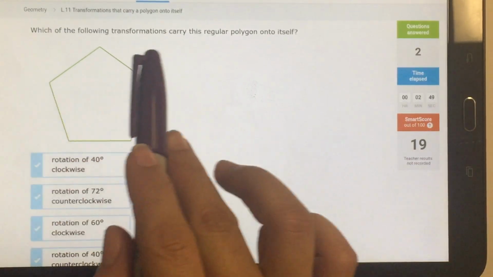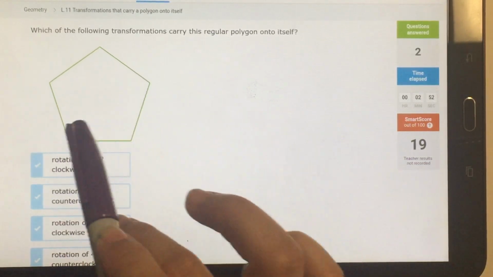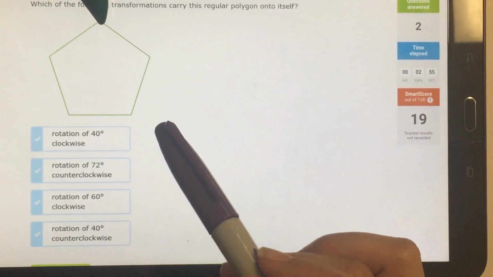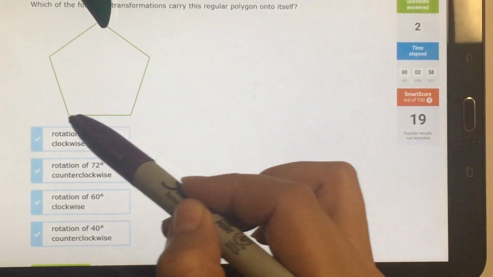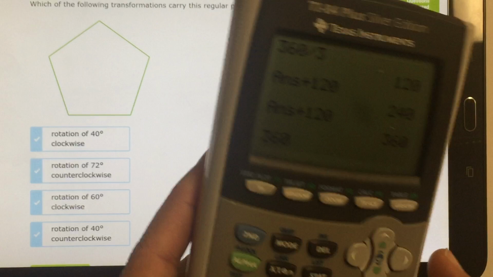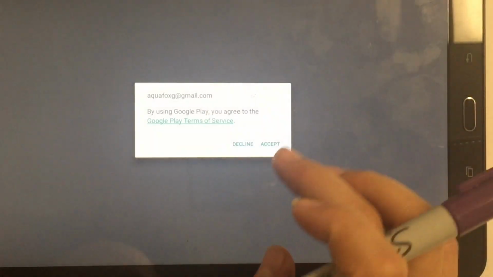All right, which of the following transformations carry this regular polygon onto itself? Again, regular means all the sides and angles are exactly the same. So how many sides does it have? So put a starting point and count. 1, 2, 3, 4, 5. I'm back to my starting point. So this is 5. So it has a rotational symmetry of 360 divided by 5, 72.